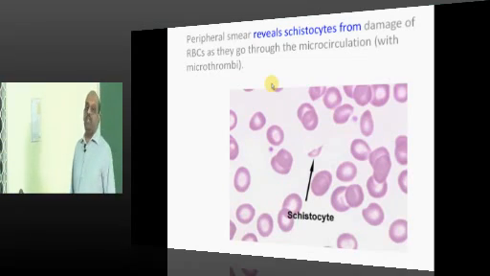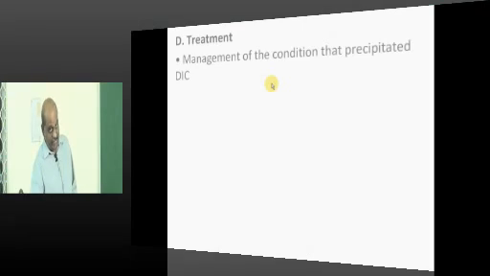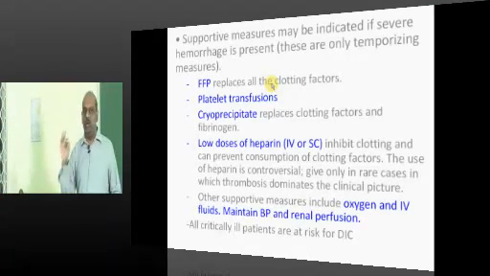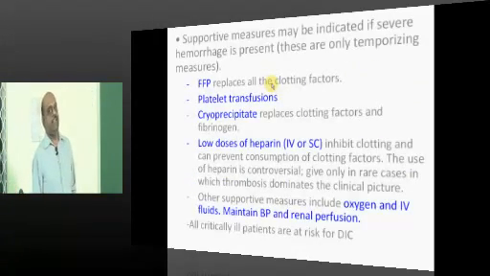Peripheral smear, what does it show? It shows schistocytes in case of DIC, just like in TTP. Treatment: FFP, transfusions, cryoprecipitates, low dose of heparin need to be given, and sepsis needs to be stabilized hemodynamically.